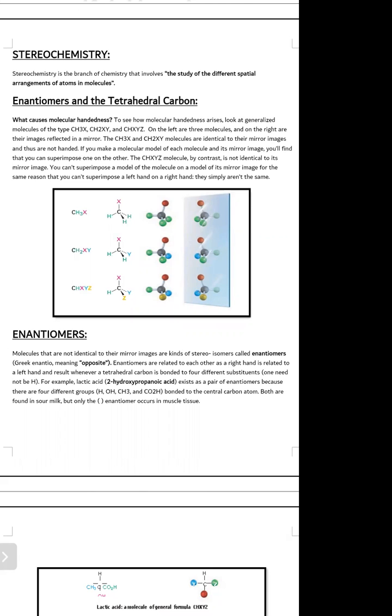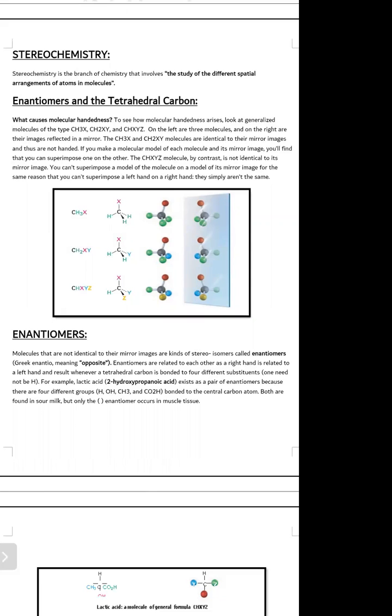The first content is enantiomers and tetrahedral carbons. The question arises, what causes molecular handedness? To see how molecular handedness arises, look at generalized molecules of the type CH3X, CH2XY, and CHXYZ. On the left are three molecules, and on the right are their images reflected in a mirror.